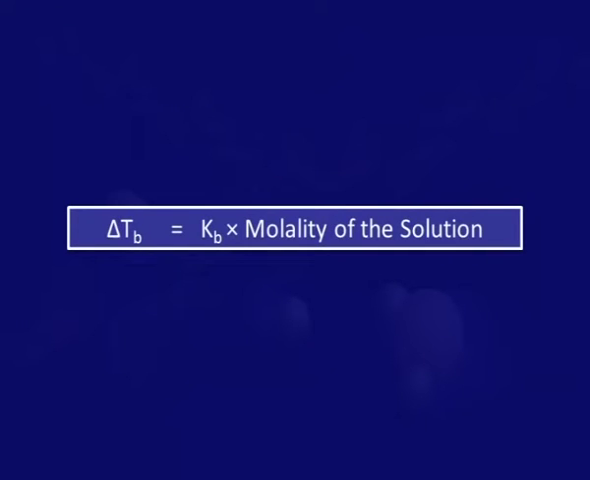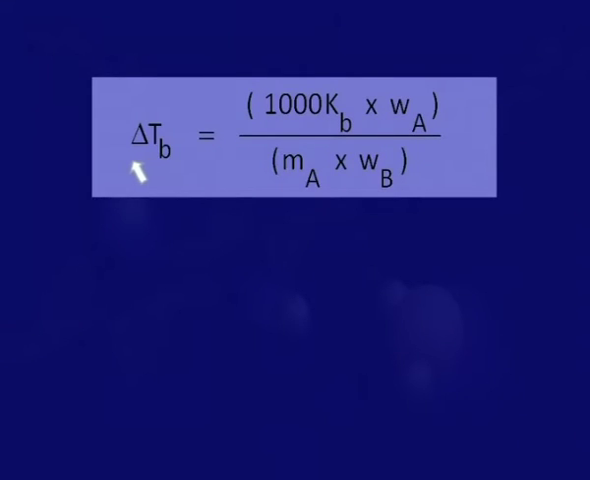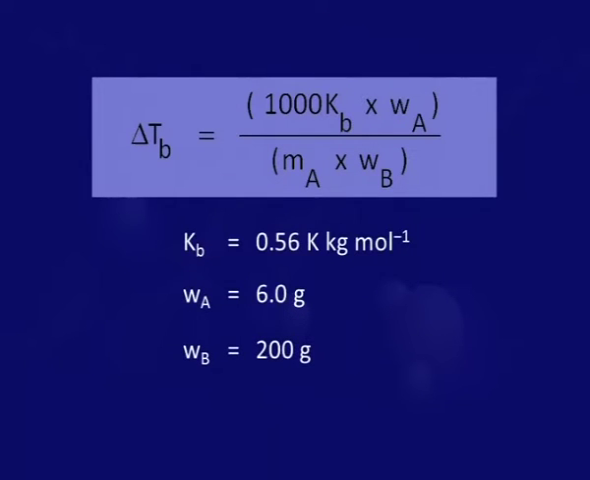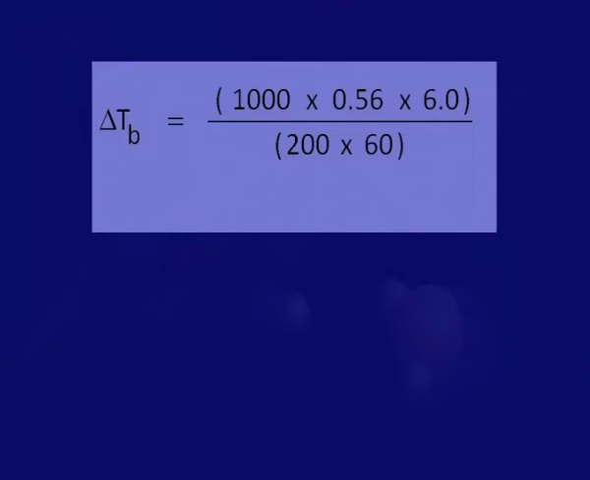Now, by using the same relationship as delta Tb is equal to Kb into molality. Molality is number of moles of solute divided by kg of solvent. From that, we get the relationship delta Tb is equal to 1000 Kb into Wa divided by Ma into Wb. Kb is given 0.56 Kelvin kg per mole. Wa, that is weight of solute, is given 6.0 grams. Wb, that is weight of solvent, is also given 200 grams, and molecular mass of solute, that is the molecular mass of urea, is equal to 60. Now, by putting all the values in the relationship, you can get the value of delta Tb equal to 0.28.